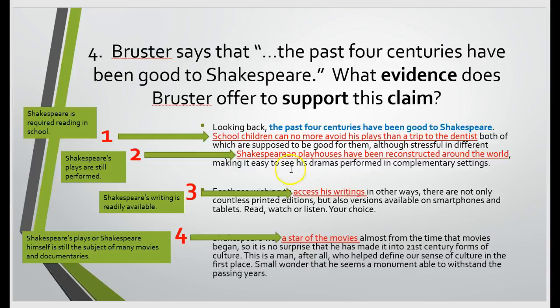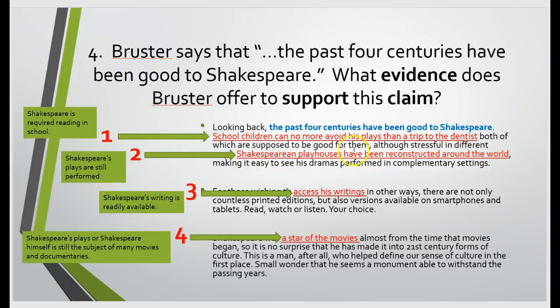So everywhere where you see I have it underlined, this is something you could directly identify from the text as support for this statement. School children can no more avoid his plays than a trip to the dentist. But look to the left here. What if you were asked to summarize the 4 pieces of evidence? So what you see to the left here in the boxes are summarized versions of the direct pieces from the text, the explicit evidence from the text. So in other words, what he means here is that Shakespeare's required reading in school. Most people are going to have to read some bit of Shakespeare at some point, especially in their public schooling.